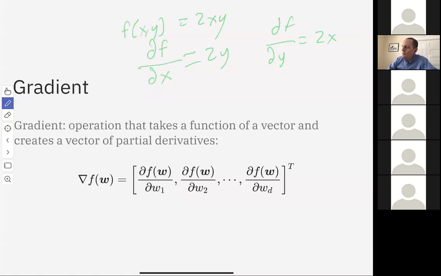So the gradient takes a function. Instead of f taking x and y, let's say f takes w, which is some vector of 2 elements, and it equals 2 w0 times w1. All right.